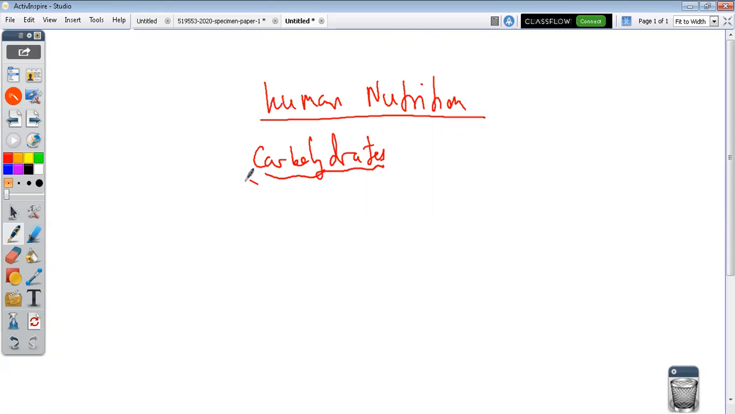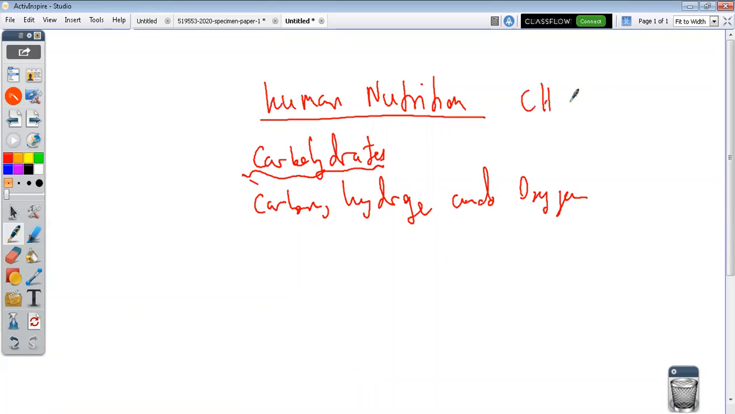Now, what are carbohydrates? What are they made of? What elements make up carbohydrates? Hydrogen, carbon, and oxygen, yes. So carbohydrates are made of carbon, hydrogen, and oxygen, CHO. Those are the only elements, no other elements, that make up carbohydrates.